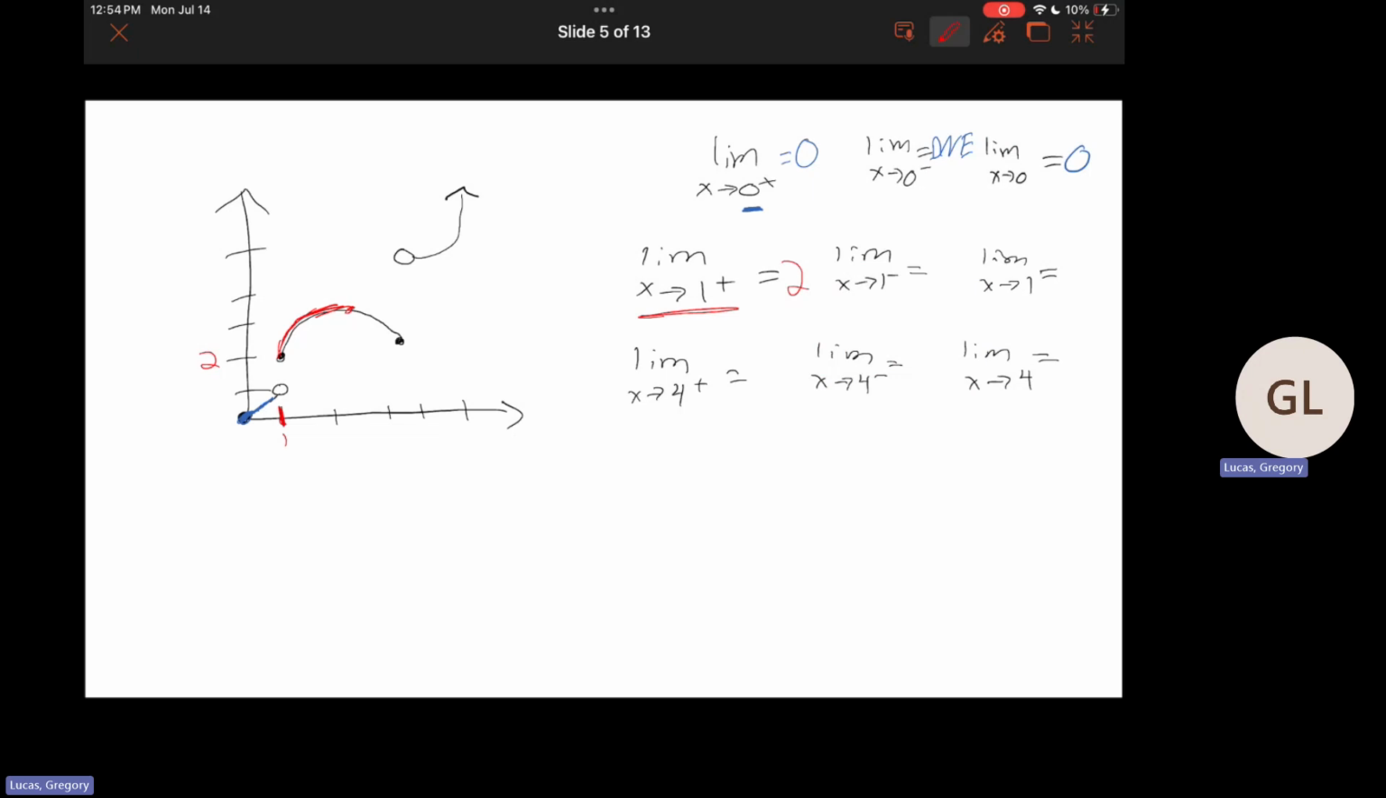Now from the left, if I pick somewhere to the left, so let's say I start at 0, and then I approach, this is now equal to 1. So from the left, it's equal to 1. These numbers don't match, so the limit does not exist. Take a second and try 4.